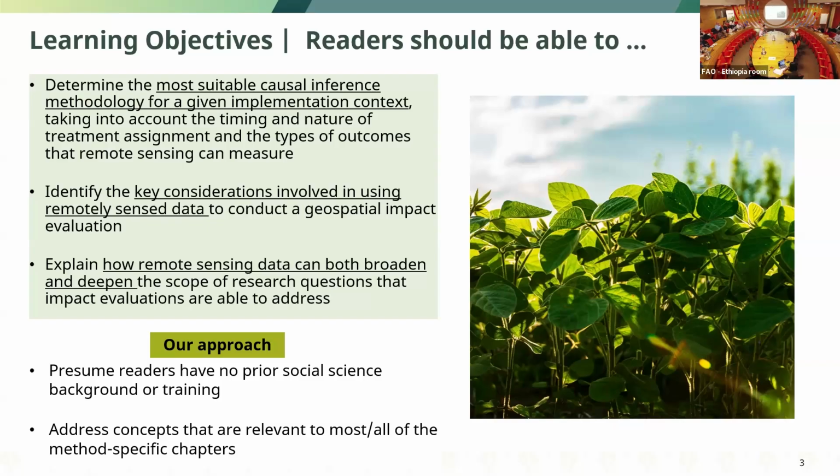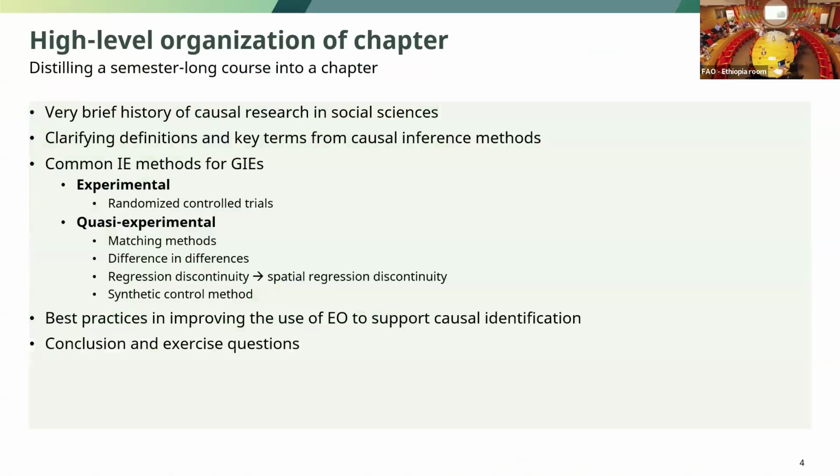So a couple of things that I think are important to call out about our approach. One is that we really presume that readers don't have any social science background. So we wanted to make this an exceptionally accessible text. We're defining concepts up front and not assuming that folks understand what a null finding is or what a standard error is. We address concepts that are relevant to most or all of the subsequent chapters. This way, folks can get that concept in a single chapter instead of seeing it repeatedly in each of the subsequent methods-devoted chapters.